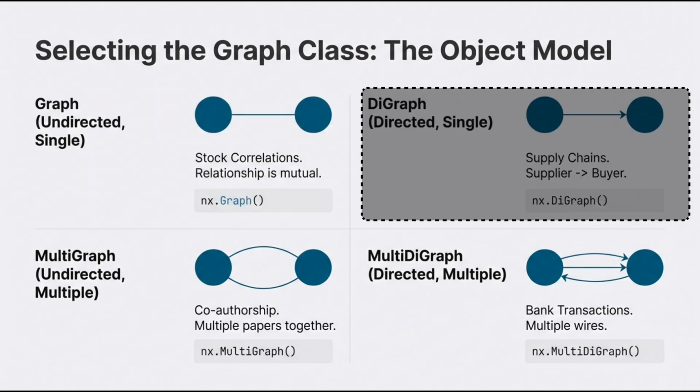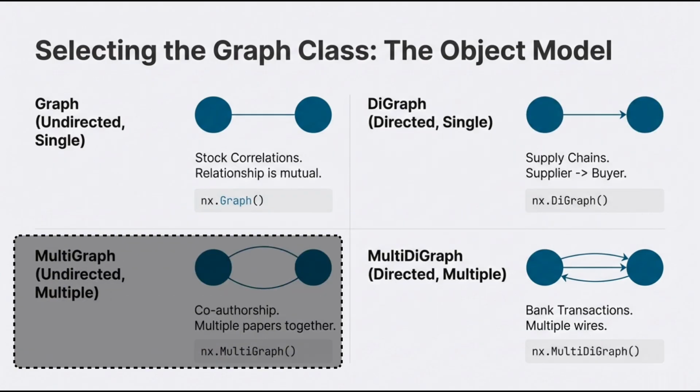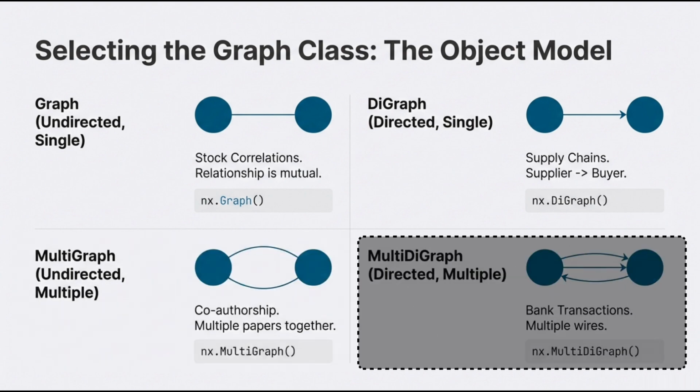A digraph, or directed graph, is used when direction matters, such as in supply chains where goods move from supplier to buyer. Then we have multigraph, which allows multiple undirected edges between the same pair of nodes. That can represent repeated co-authorship or multiple kinds of mutual relationships. Finally, multi-digraph allows multiple directed edges, which is very useful in finance when the same 2 institutions can exchange many separate transactions or wire transfers.